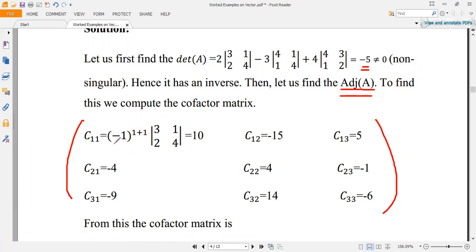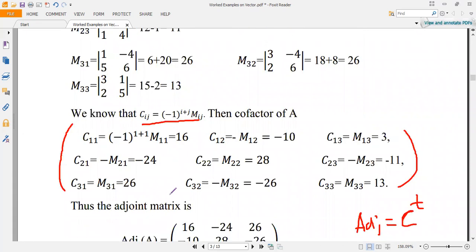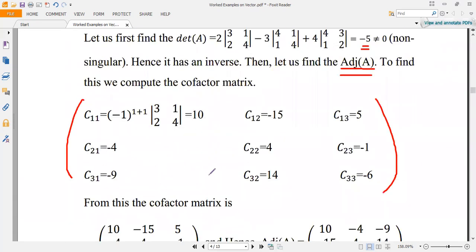So the first one, C11 is 10, C12 is 50 minus 15, C13 is 5, C21 is minus 4, C22 is 4, C23 is minus 1, C31 is minus 9, C32 is 14, C33 is minus 6, as we have done in the previous example. We can compute the cofactor matrix.